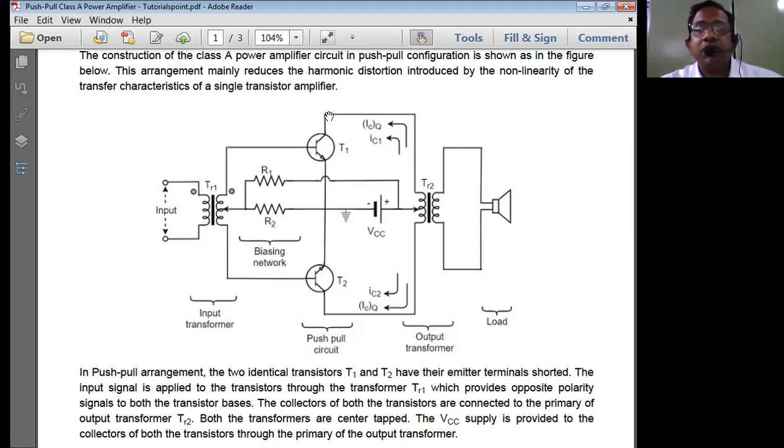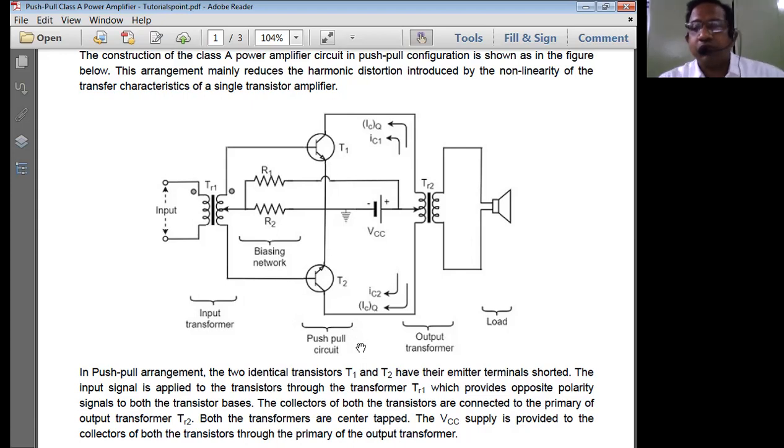Both of them are NPN transistors. So if an NPN has to be in the on condition, the input voltage has to be positive. Therefore, when the input signal is going positive, a positive signal is applied to T1 and a negative signal is applied to T2 because of the center tap connection. So T2 will be in the off condition, and T1 will be in the on condition.